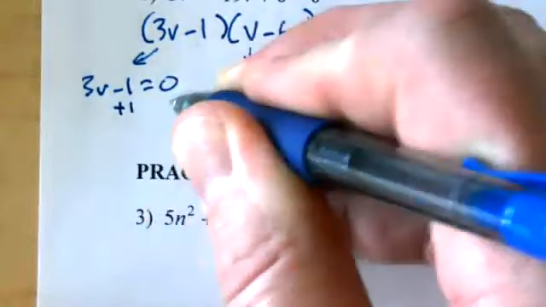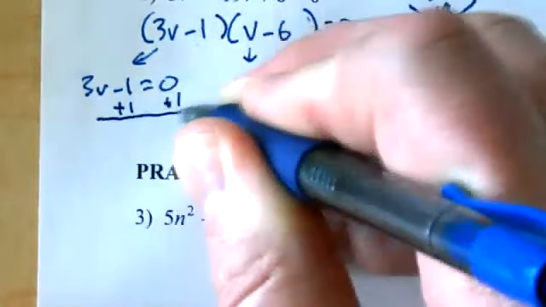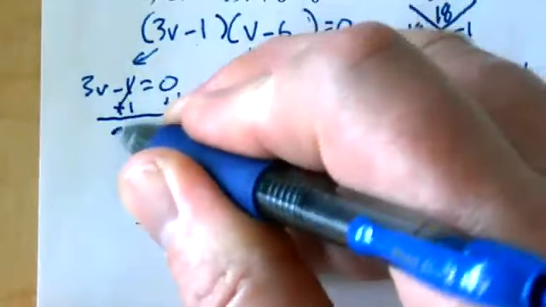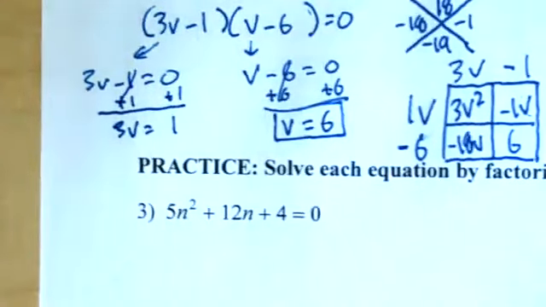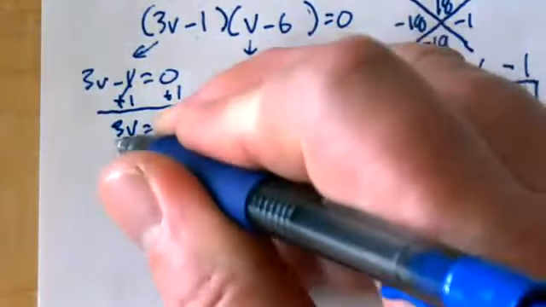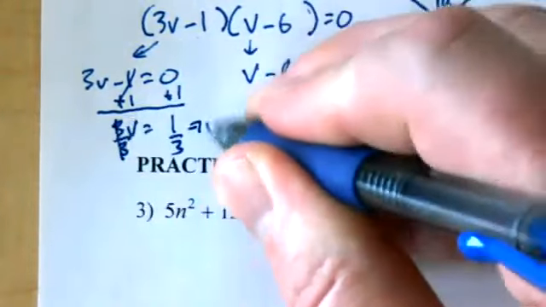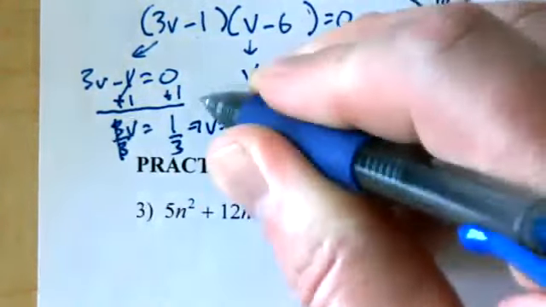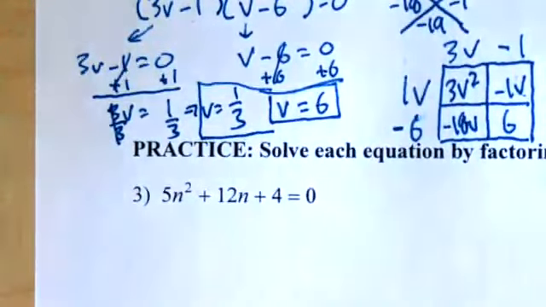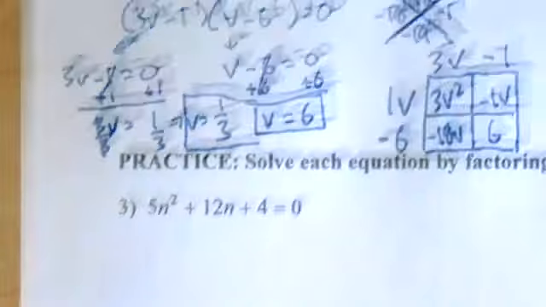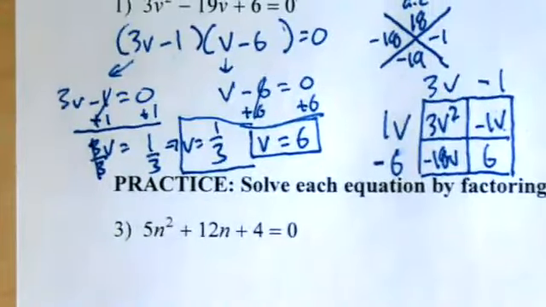You would go plus 1 on both sides to get rid of that minus 1. You'd have 3v equals 1. And then how are you going to get the v by itself? Divide by 3 on both sides. That'll cancel, and you'll get v equals 1/3. That's your second answer. So v equals 1/3 and v equals 6 are the 2 answers there. Add 1 to both sides and then divide by the 3.